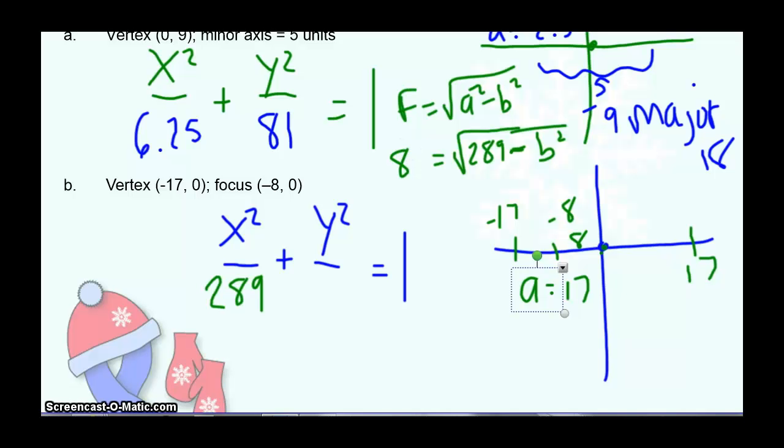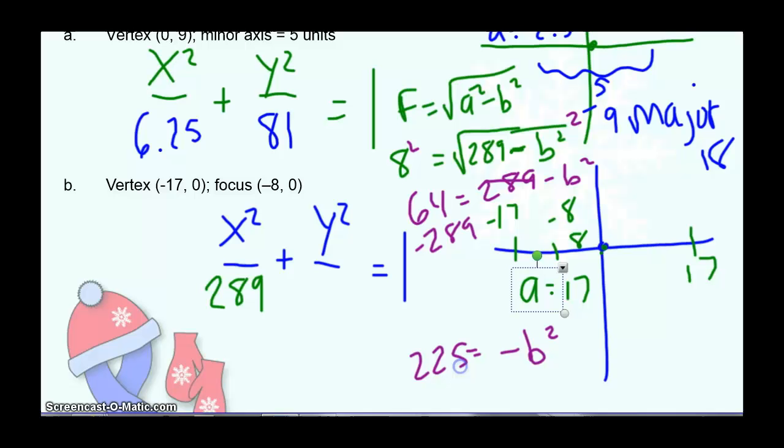All right, the b squared is under a radical. To get rid of a radical, I need to square both sides. So 8 squared is 64. The radical disappears. So then I'm going to subtract my 289 from both sides. So negative b squared equals negative 225. So obviously the negatives would cancel and b squared would be 225. So that's going to be the number under the y squared.